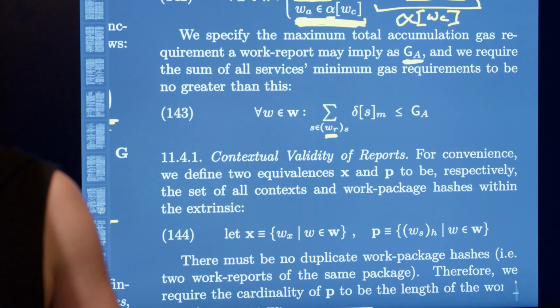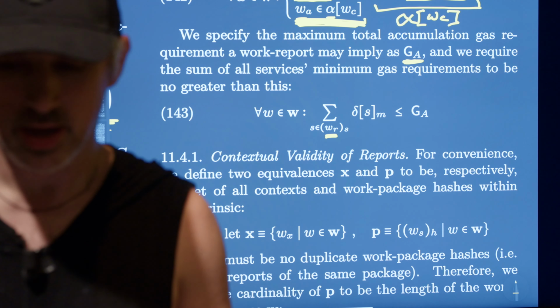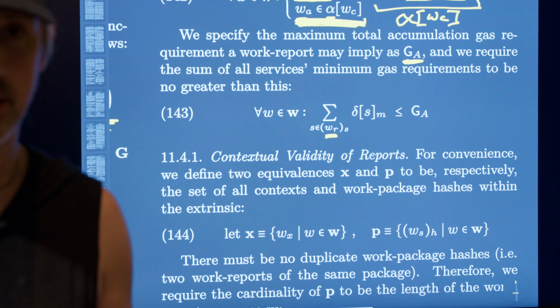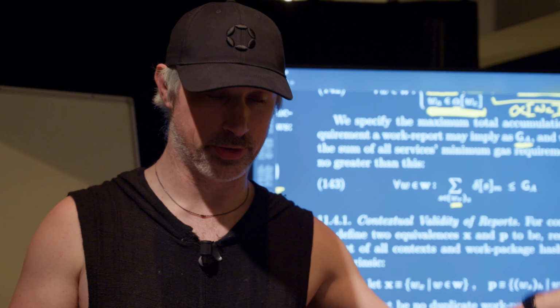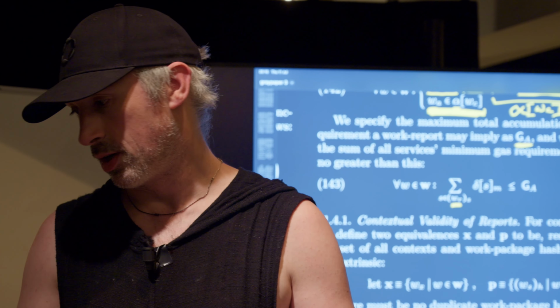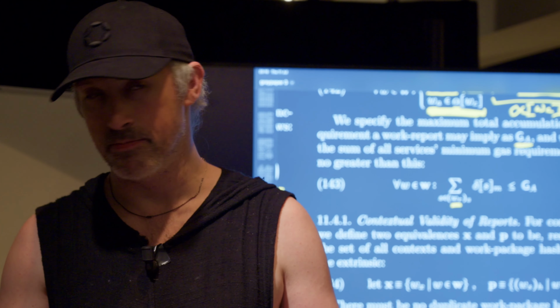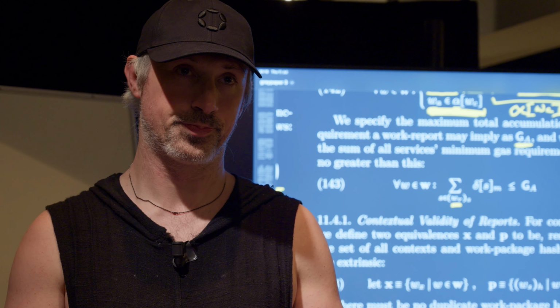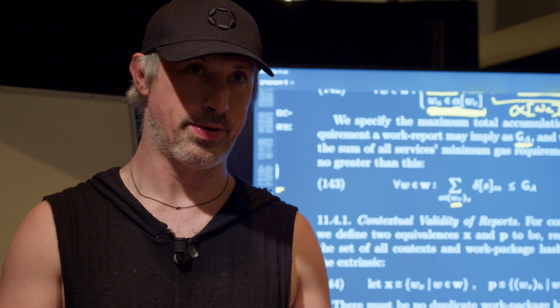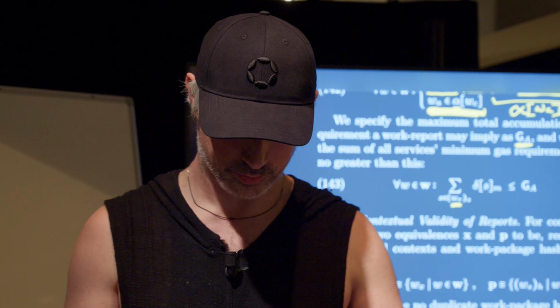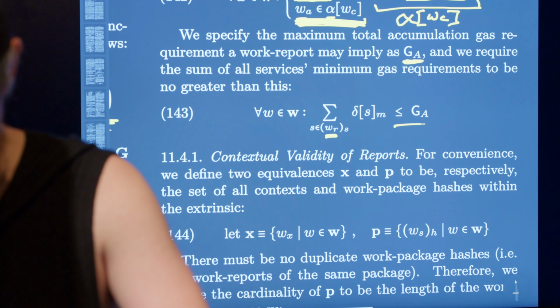Basically, it corresponds to the maximum amount of gas that a single core may use for accumulation. Different to refinement, accumulation. Realistically, it's going to be about 10 milliseconds worth of gas, because we expect to execute the block in about 3 seconds, and we have about 300 cores. So that's about 10 milliseconds worth of gas.